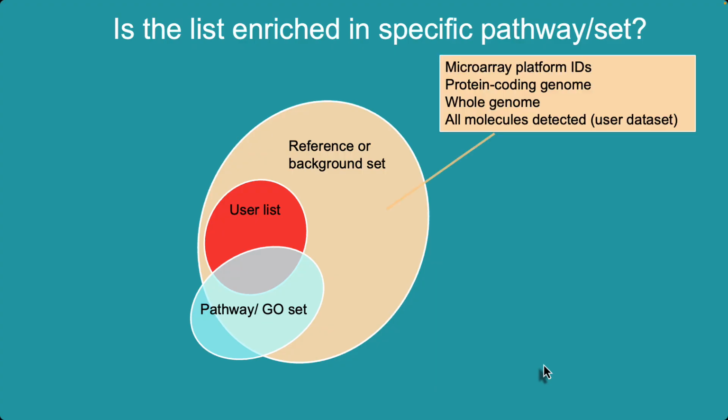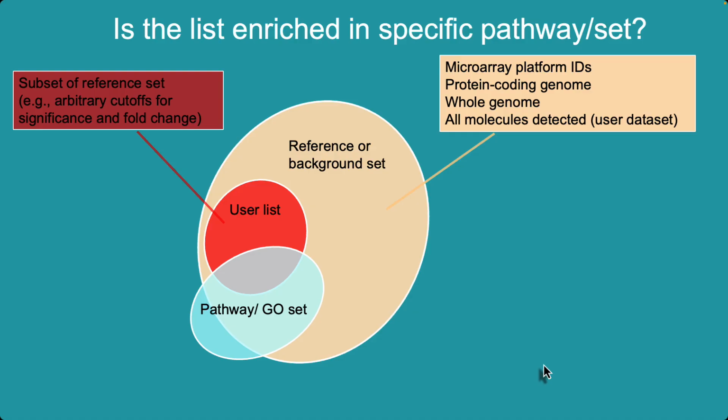One term that you're going to use frequently when you use a tool for overrepresentation analysis or pathway analysis is the reference set or background set. So this is going to be all the molecules that you detected in your methodology. For example, if you use a microarray platform, you're going to use the microarray platform IDs as a background set. Or if you use proteomics, you're going to use all the proteins measured in your analysis. Or you're going to use a whole genome if you use RNA-seq, for example. Essentially, it's all the molecules that the user detected in the experiment.